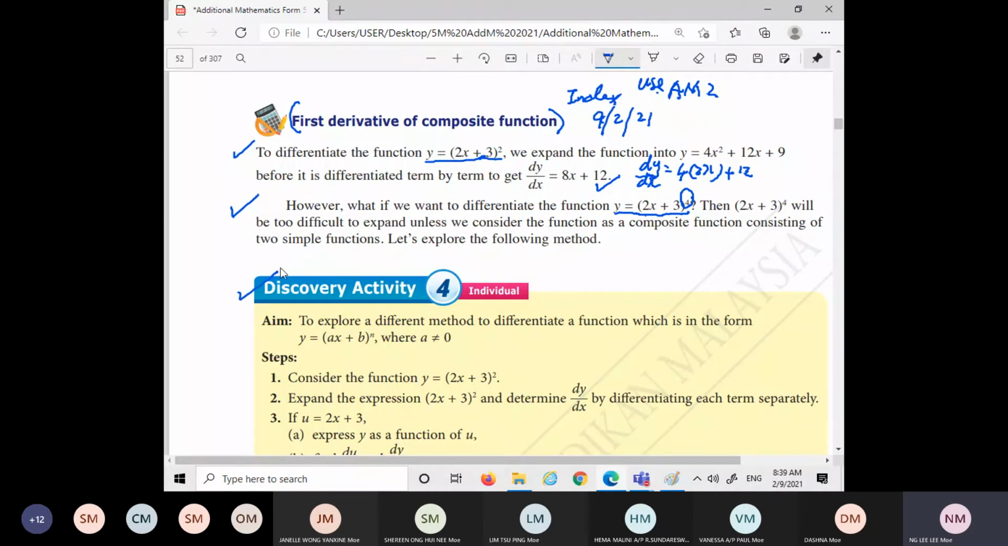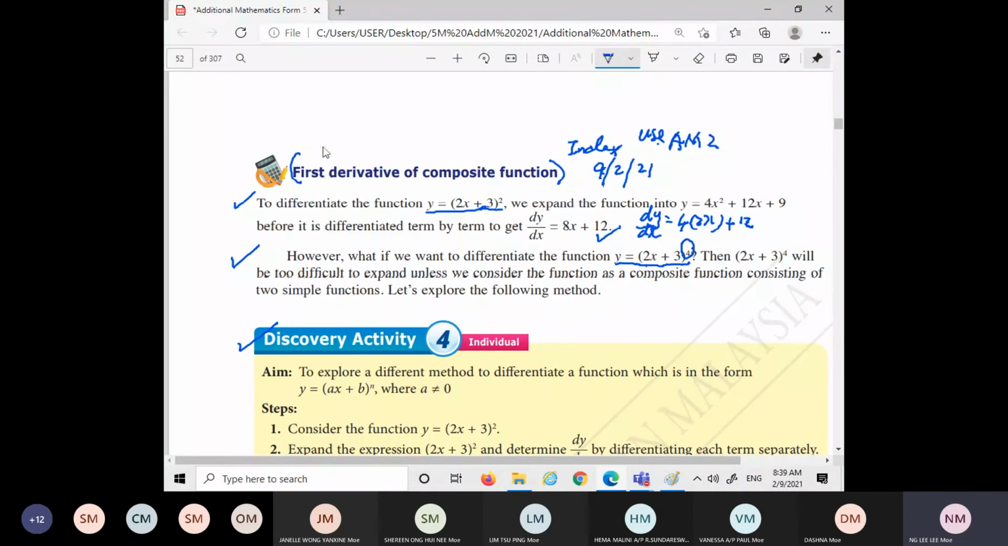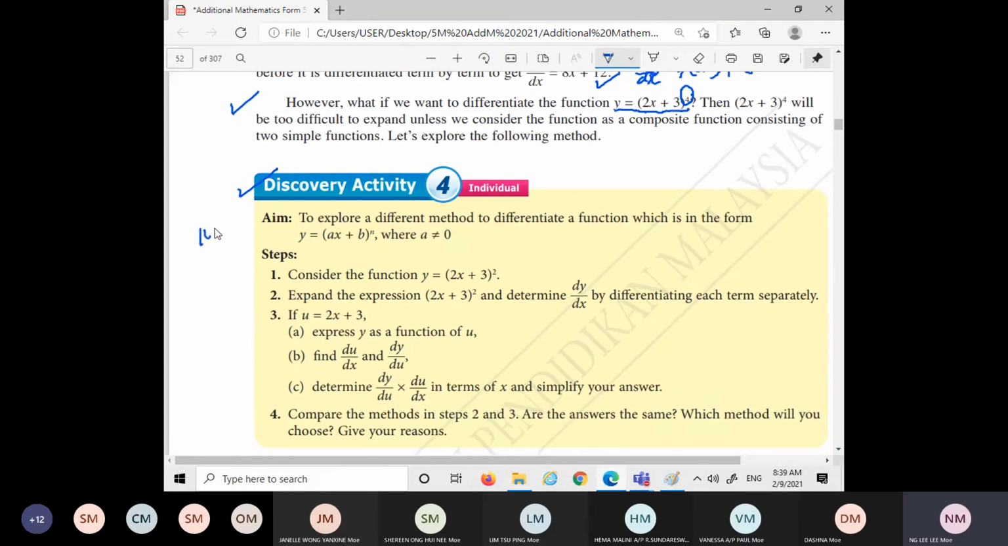Okay, so you look at this activity. Actually, we use back the simple one, the power 2 one. Why we use back this for another method is because afterwards we can compare the answer with what we get from the expansion, the first method. So you can set this as method number 1. Then this one will be your method number 2.